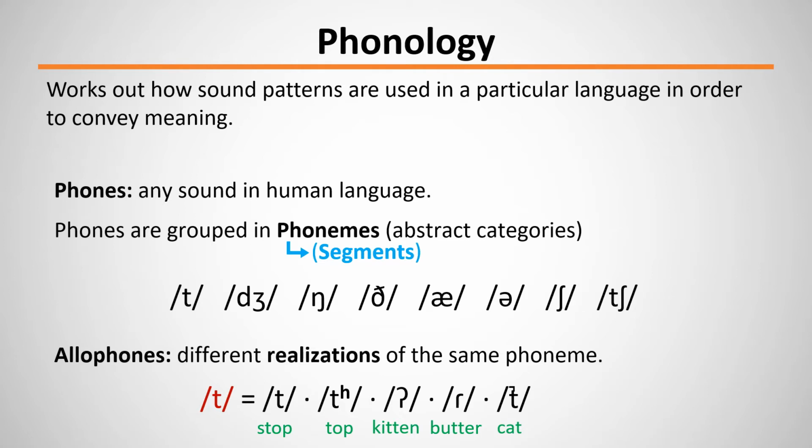For example, in the word top, if you change the first phoneme, the T, for K, as in cop, then we have a different word. That is what is called minimal pairs. A minimal pair is when you change one phoneme in the word and it completely changes the meaning of the word.